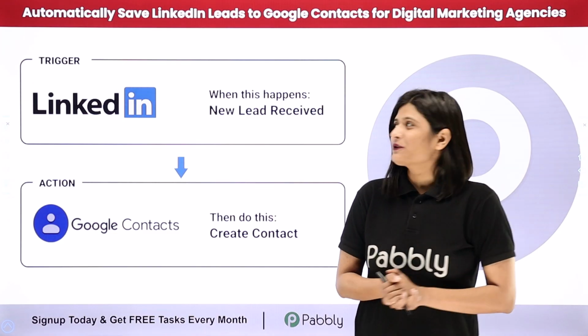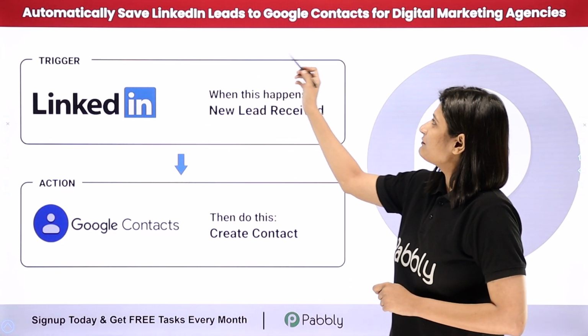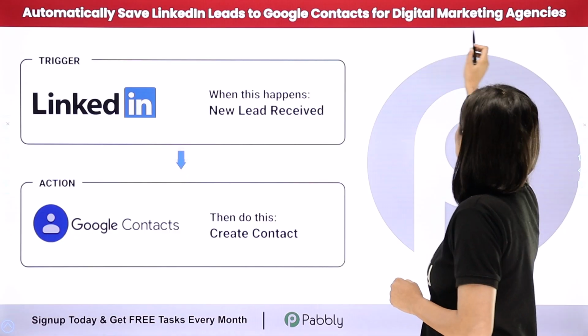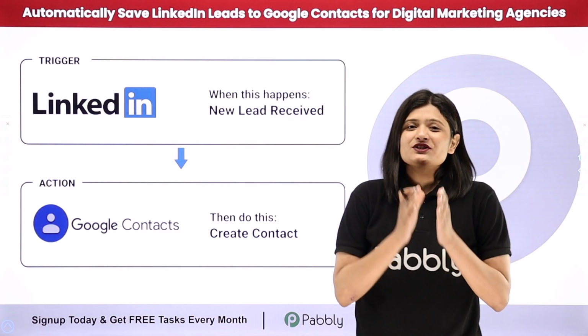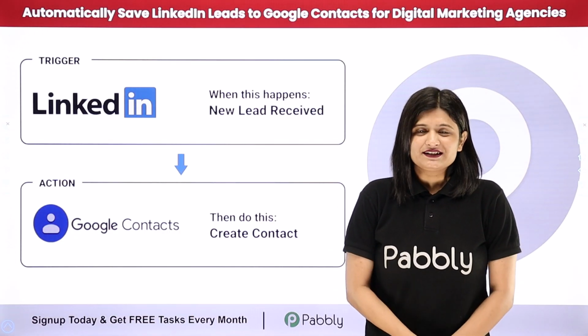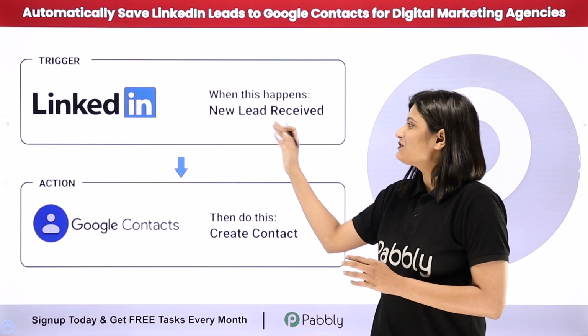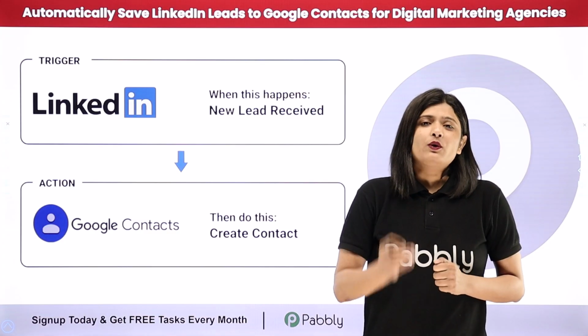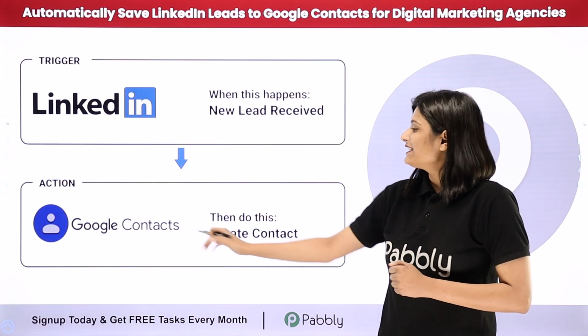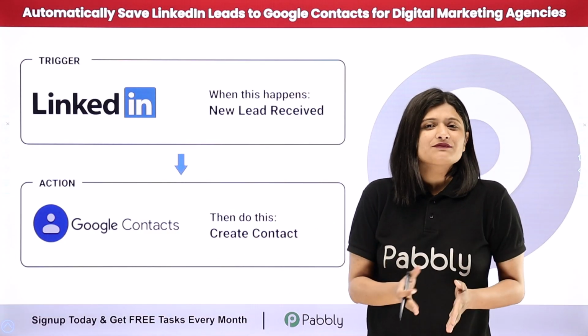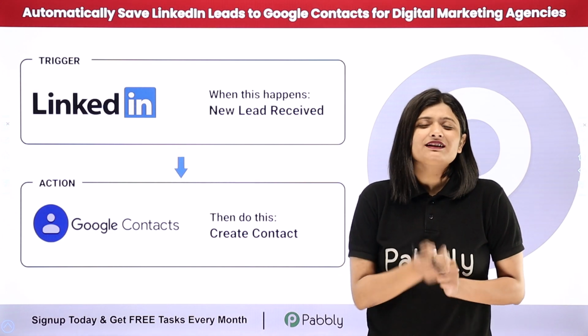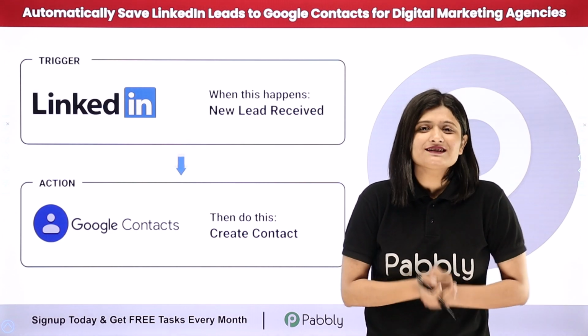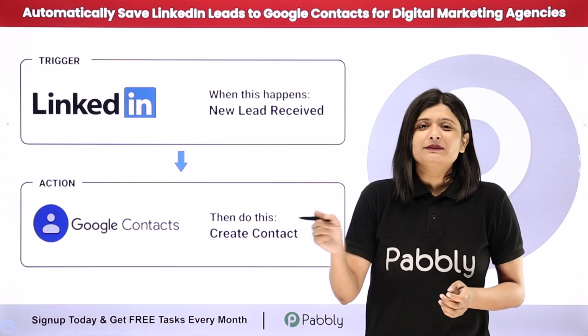In this video, we are going to see how to automatically save LinkedIn leads to Google Contacts for digital marketing agencies. So I am running a digital marketing agency and I am collecting all my leads using LinkedIn. I want that whenever I receive a new lead, it should be automatically created as a contact in my Google Contacts. Now doing this manually will consume a lot of my time, and that's why I'm going to completely automate this entire process using Pabbly Connect.